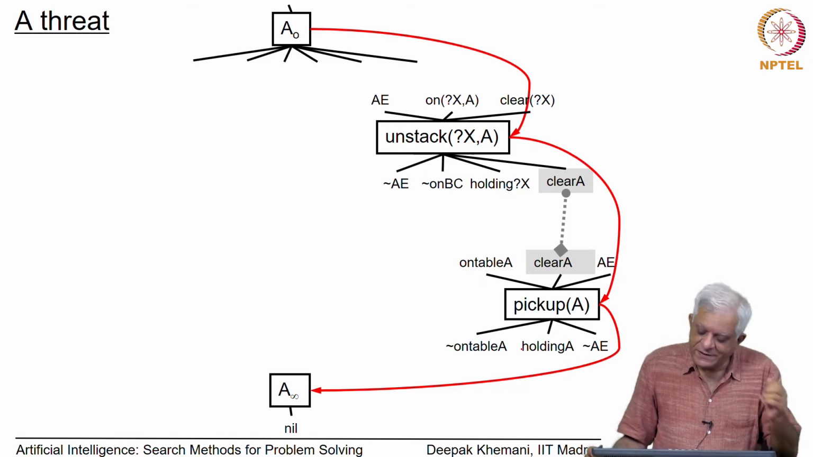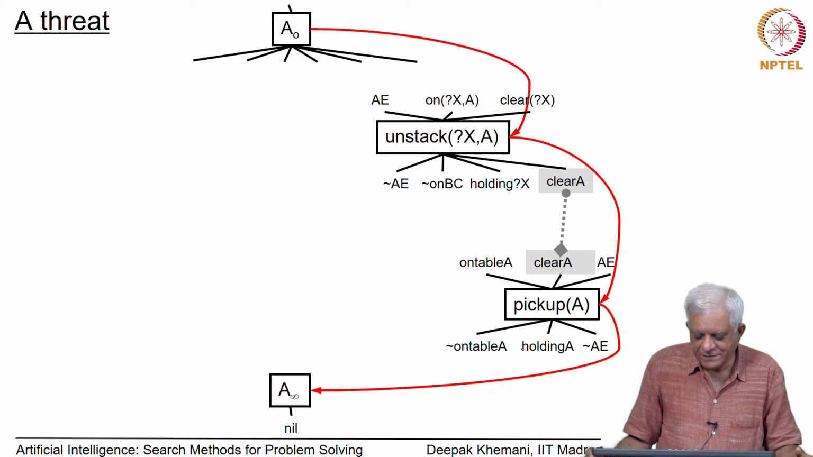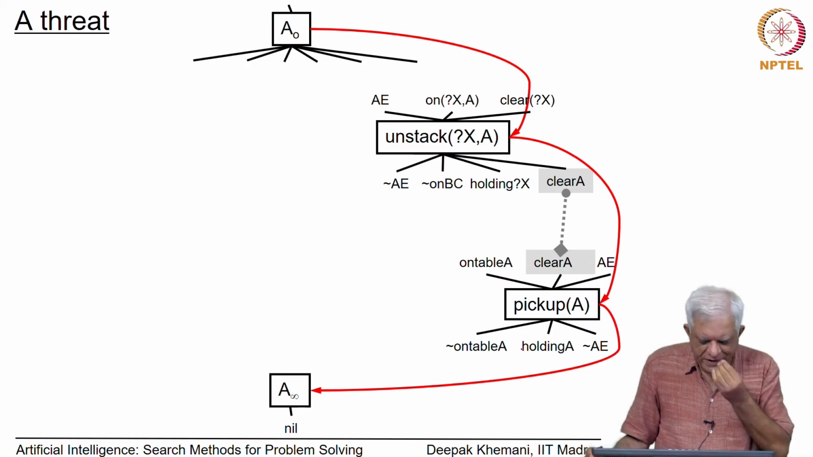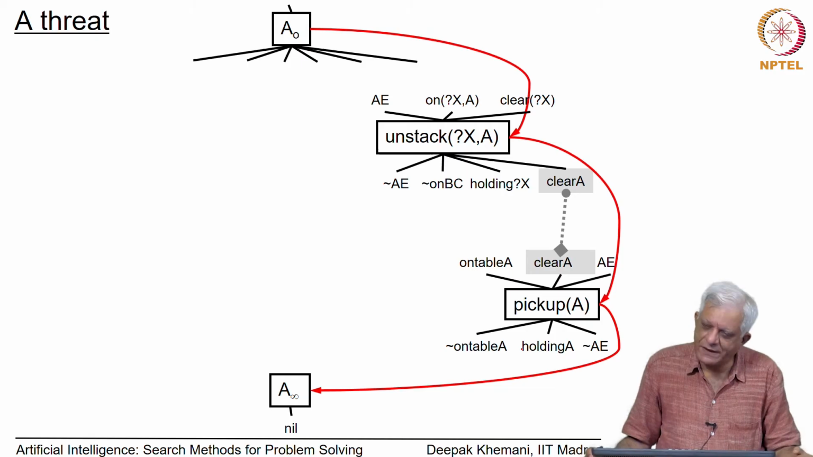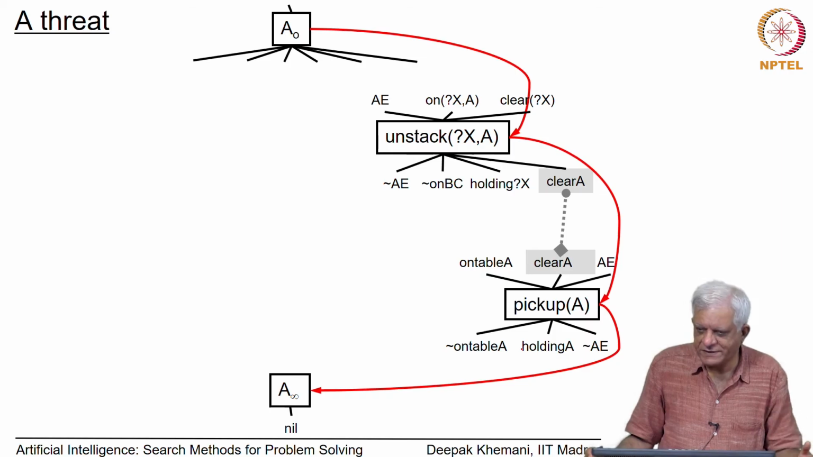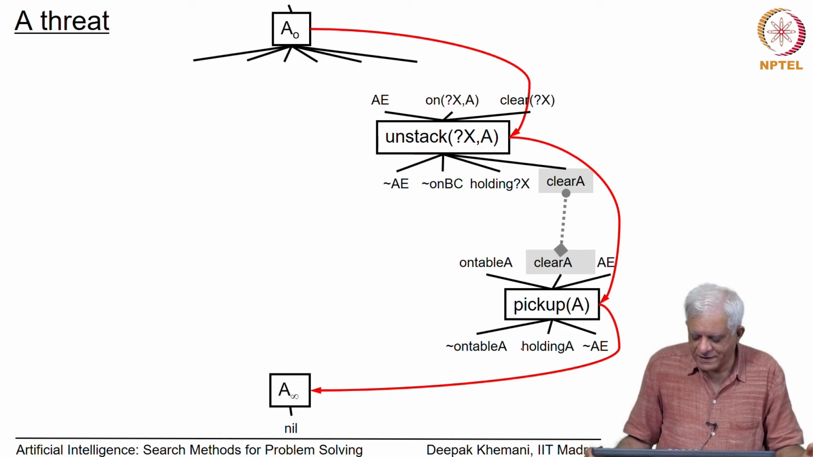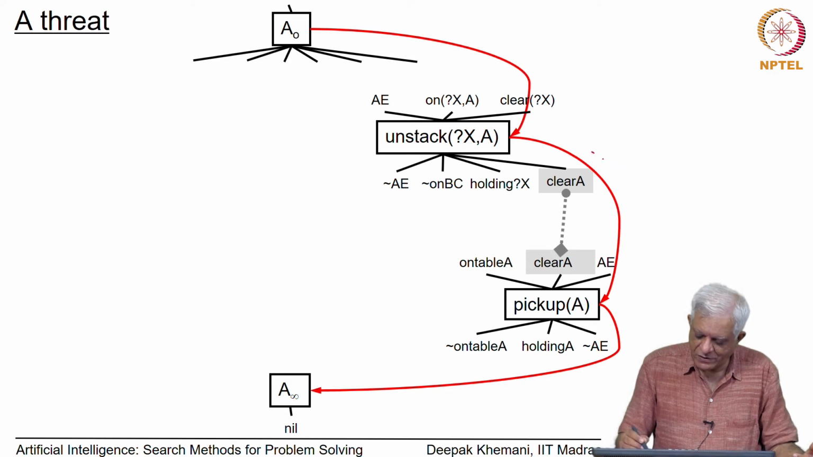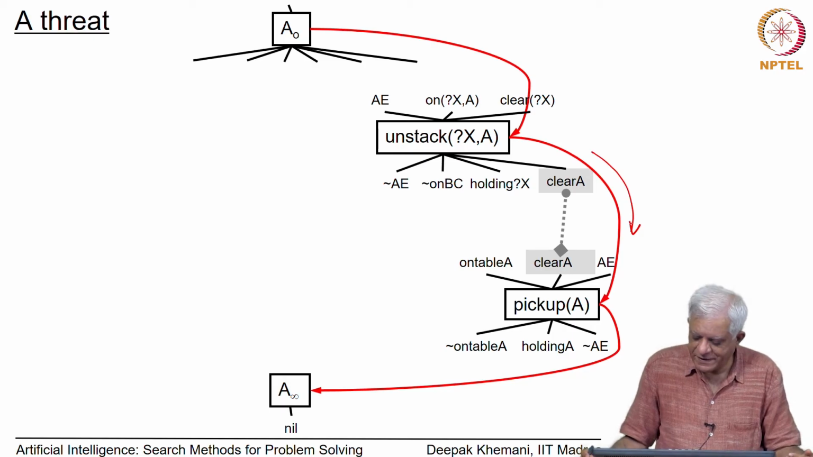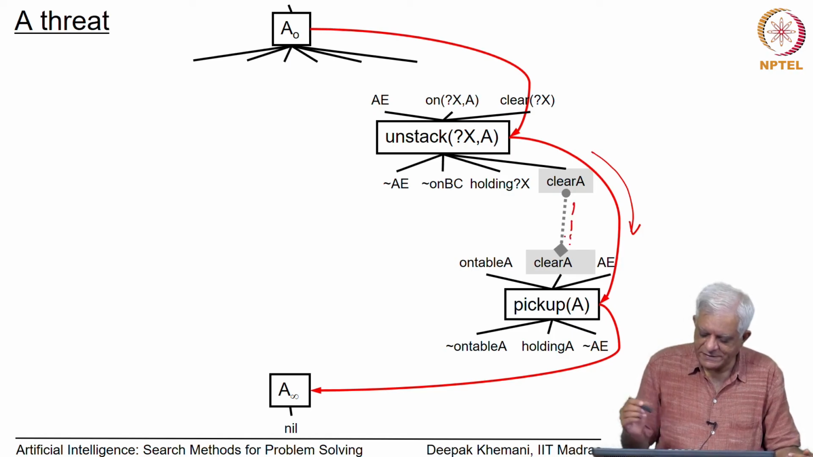So, let us look at this notion of a threat in a little bit more detail. Here we have a partial plan which has been constructed so far. We have added two actions. We have said that unstack something from A, and maybe that was required so that you could clear A, which means maybe there was something on top of A, and then you want to clear it, and another action pick up A, which follows unstack A, because there is an ordering link between the two essentially. Now, unstack A produces clear A and pick up A consumes clear A. So, there is a causal link which is depicted here in this dashed line essentially.